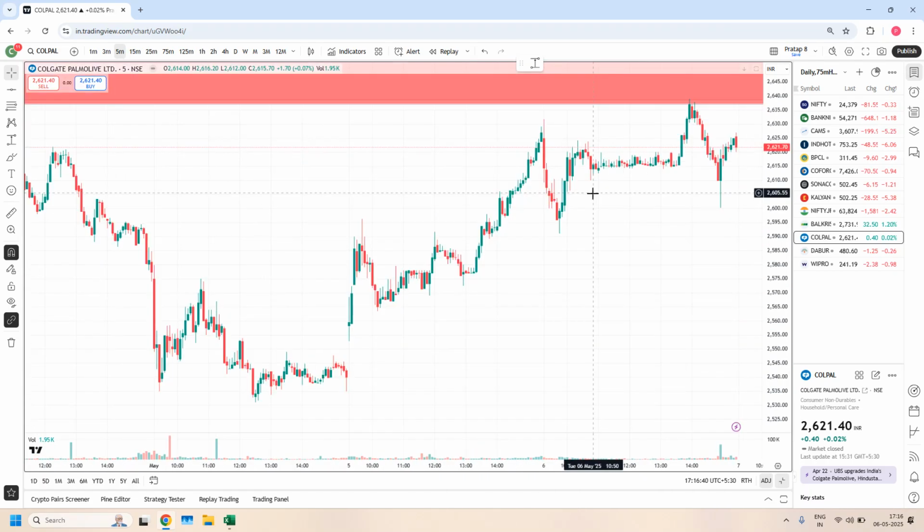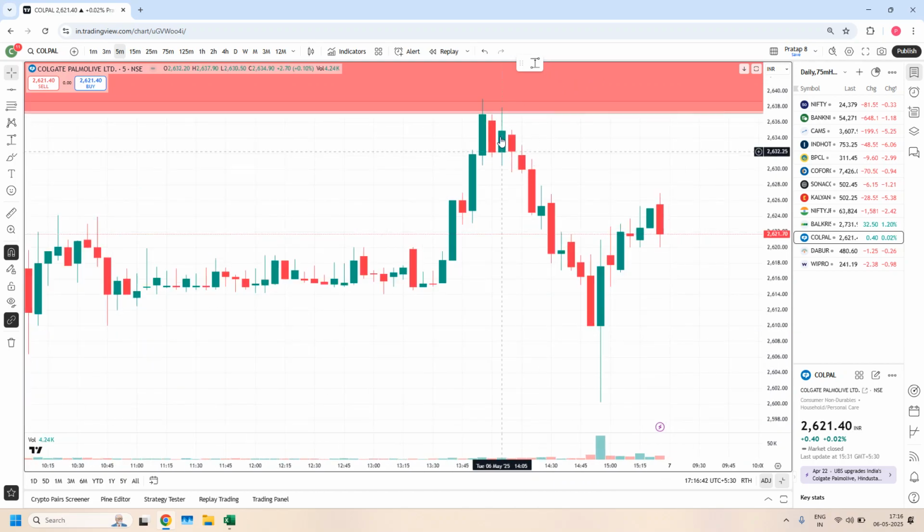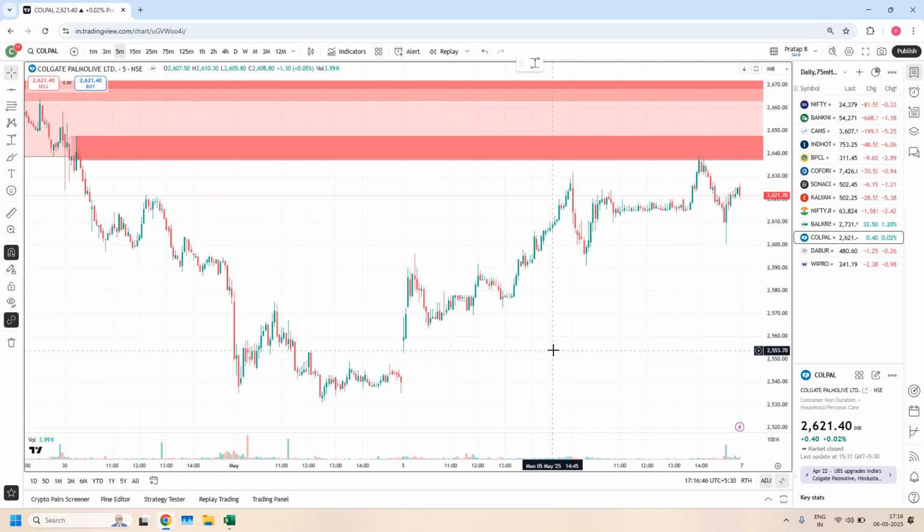Today prices entered into that zone. See how sharply it came down. You would have got a very good profit. But what about the risk? You got a very big risk. You can't take a risk beyond 2%. Maybe you may get around 4% risk.